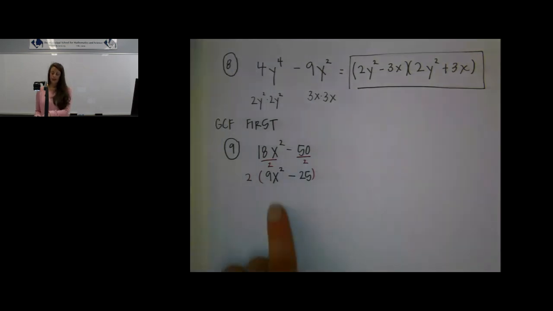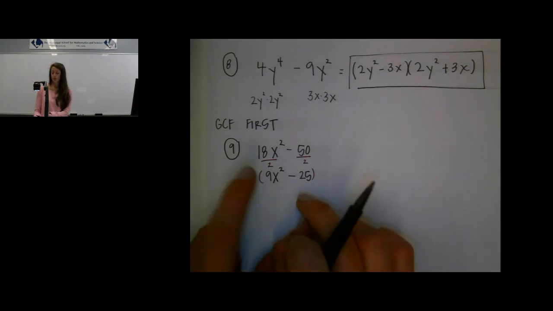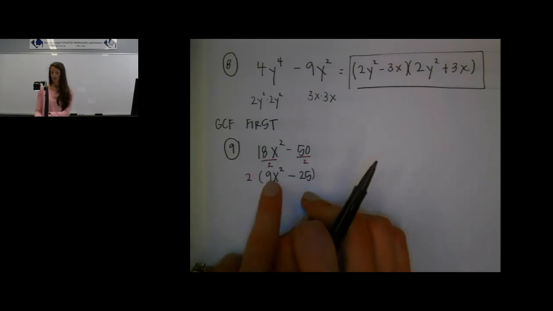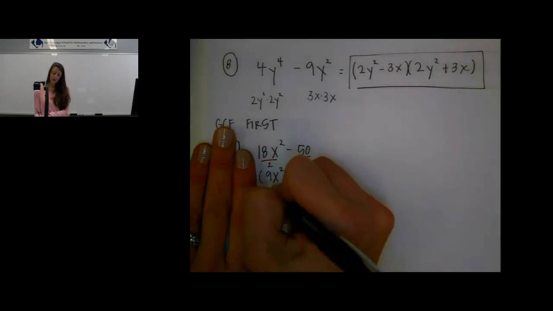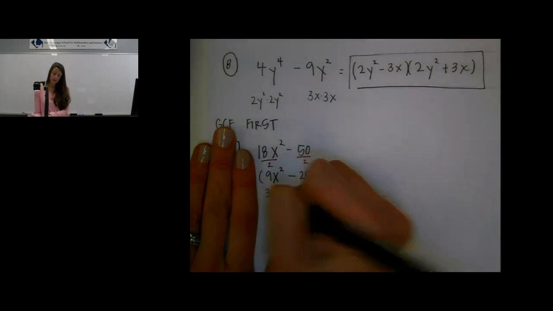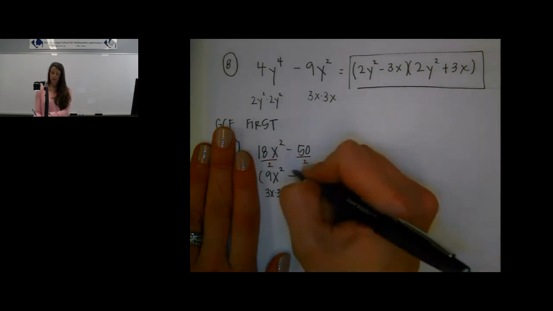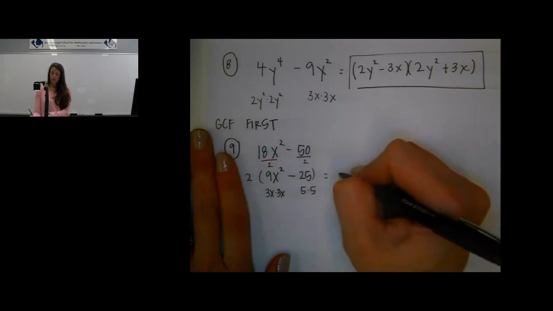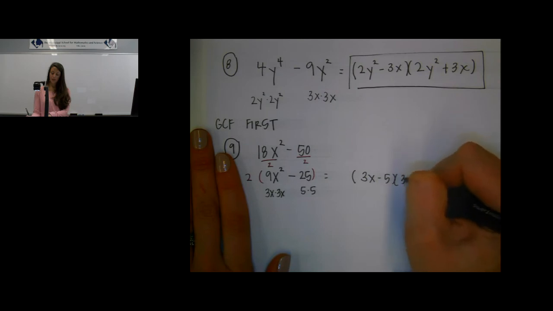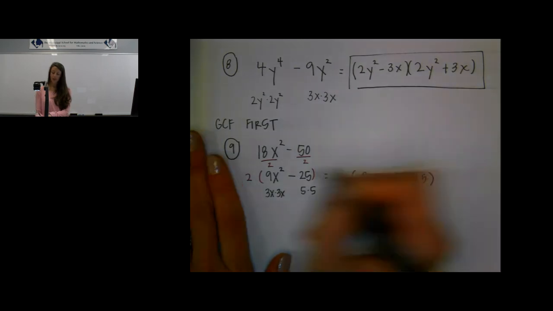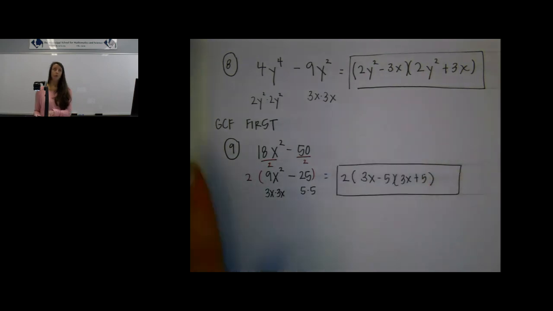Now, what you have inside here now is a binomial. There's two terms. Is the first term a perfect square? So ignore this 2 here. Is 9x squared a perfect square? 3x times 3x. Is 25 a perfect square? 5 times 5. There's a minus sign in between them. So this is going to factor to 3x minus 5 times 3x plus 5. What did you factor out in the very beginning? A 2. So you're going to put that 2 on the outside.